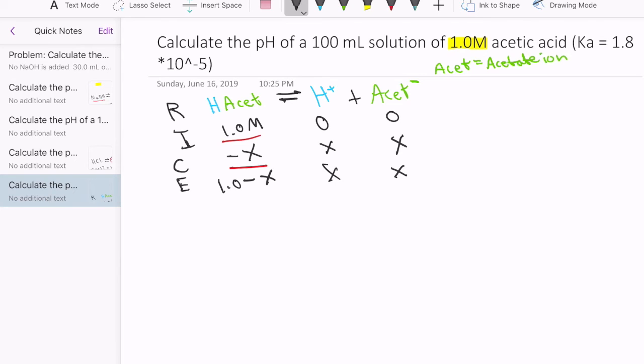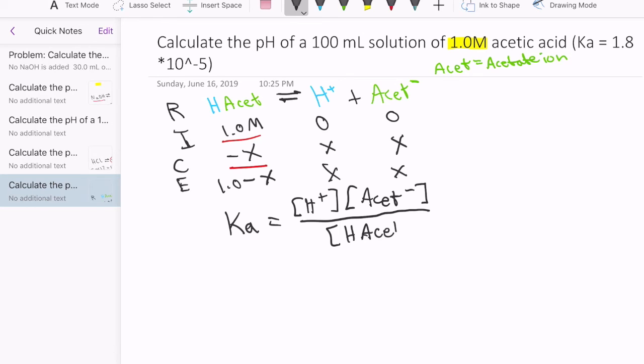Now we take these values in terms of x and substitute them into what we call the Ka expression. The Ka expression for any weak acid or base will be the concentration of the products multiplied by one another divided by the concentration of the reactant. In this case for acetic acid, it has the concentration of H plus on top, along with the concentration of acetate minus, all divided by the concentration of acetic acid. Now we can start substituting in values. If you see above, the Ka is given to us, and we can simply add that down here, is equal to x times x divided by 1.0 minus x.